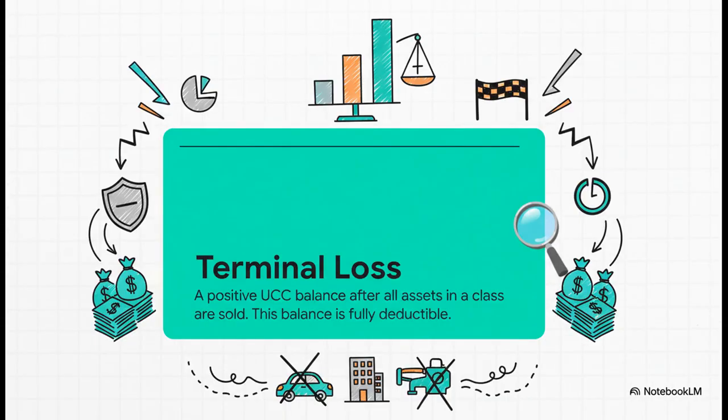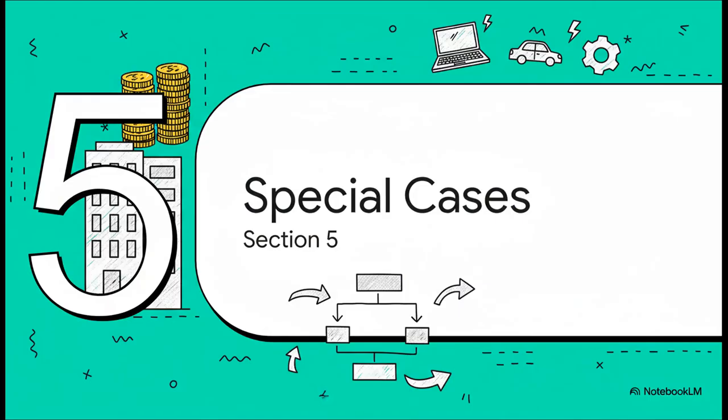Now, the flip side of recapture is a terminal loss. This can only happen when two very specific conditions are met. First, you must have sold or disposed of every single asset in that particular class. And second, after you've done that, there must still be a positive UCC balance left over. So imagine that same $10,000 UCC balance, but this time you sell the last asset for only $3,000. You're left with a $7,000 positive balance and no assets. The system allows you to deduct that entire remaining $7,000 from your income in that year as a final or terminal loss.